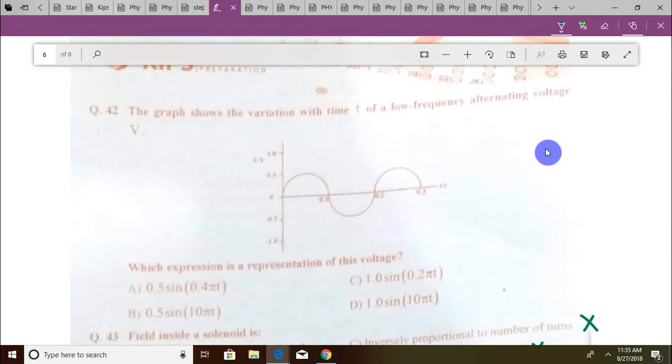T is 0.2, so omega is 2 pi over 0.2, which is 10 pi. So it should be 0.5 sine 10 pi t. Simple manipulation of the sine formula.